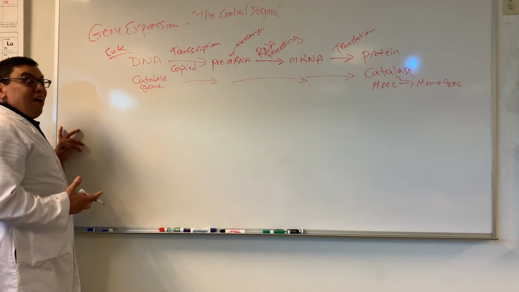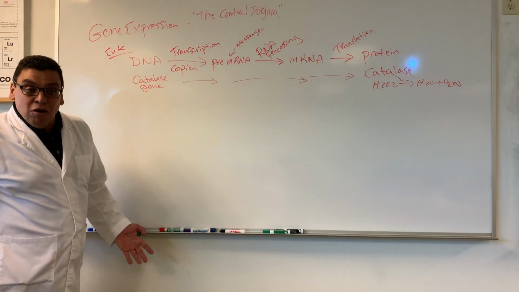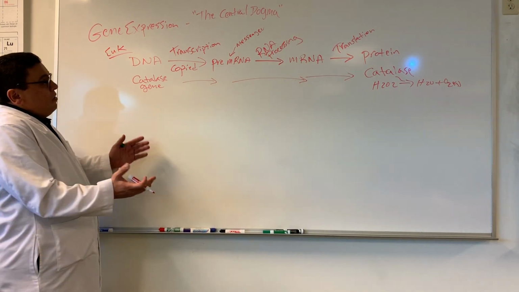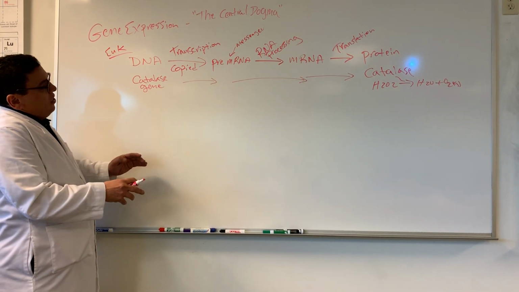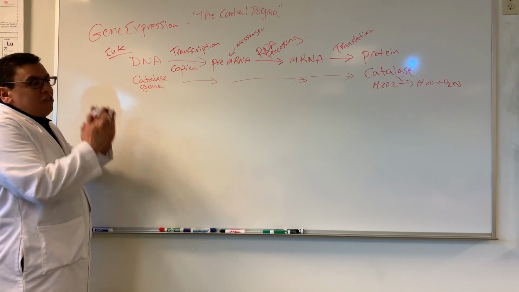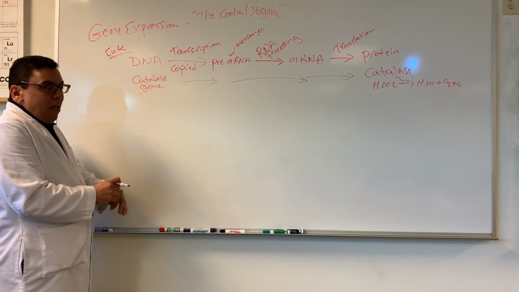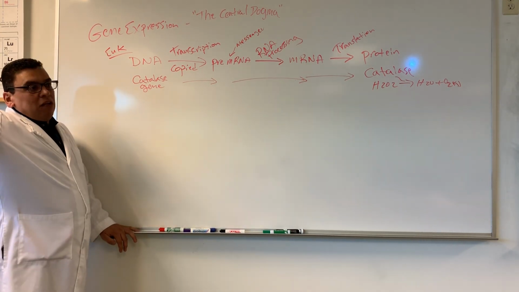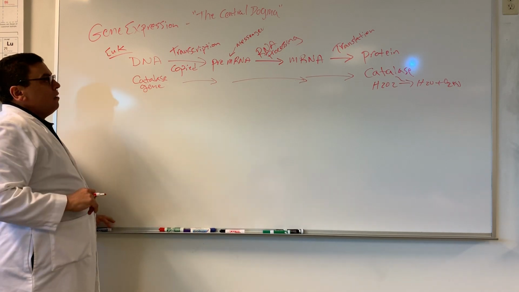So it's not like we're copying the entire chromosome. No, if you want to make catalase, then you're going to only copy the catalase gene. That's it. You don't need to copy another gene just to make this one.